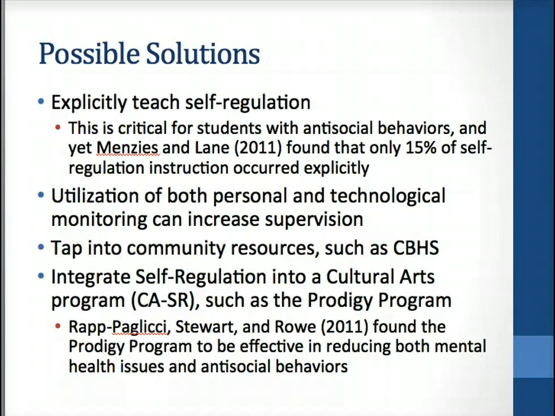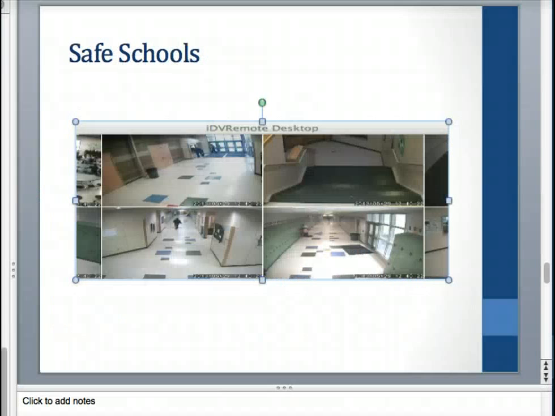Researchers have found that students who do not self-regulate well require explicit teaching of self-regulation. However, only 15% of self-regulation instruction was found by Menzies and Lane to occur explicitly. By analysing student exclusion data, it is possible to identify areas of concern and to focus on improvement. In addition, it's helpful to advocate for surveillance systems. Camera systems allow you to see areas of the school that perhaps wouldn't normally be seen.